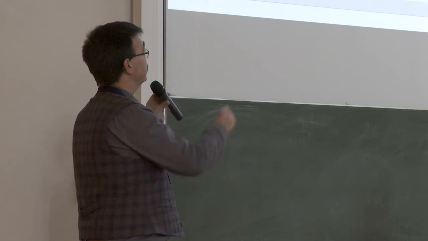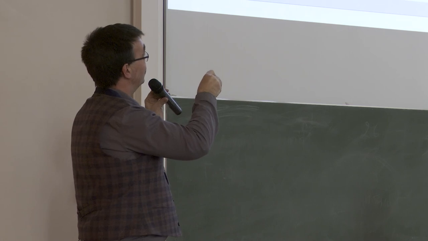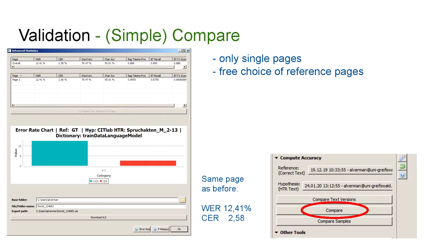So don't worry about the CR. Check it in some kind of overview. I think you know all the other possibilities to make validations. It's the simple compare only for single pages, a free choice of reference pages. You can compare whatever you want with each other. It doesn't have to be ground truth. This is the same page that you have seen before.